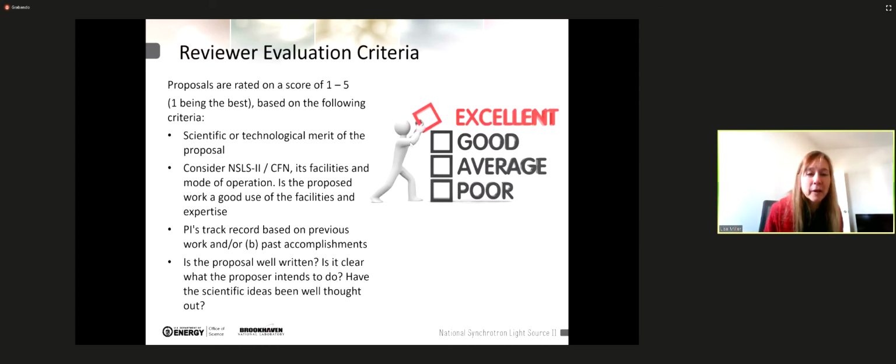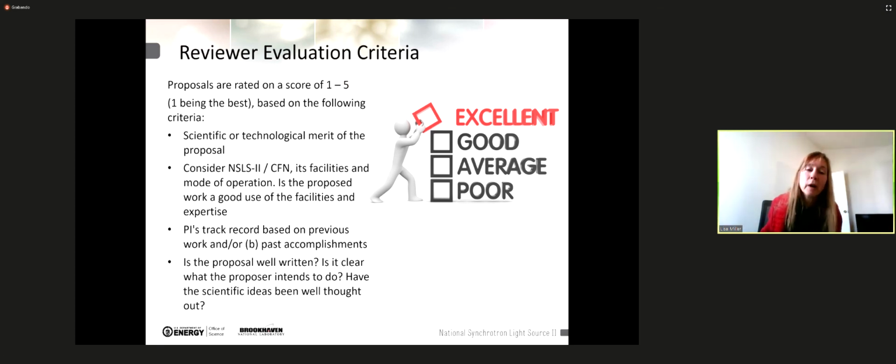Now, I just want to describe the reviewer evaluation criteria, because this is actually what the reviewers are in particular looking at when they're reading your proposal. Number one, they're looking at the scientific or technological merit of the proposal. So you need to get the point across, what the problem is you're trying to study and why it's important. The next step is to, considering the specifications and the facilities of NSLS2 or the Nano Center, is the work a good use of the facility and expertise?